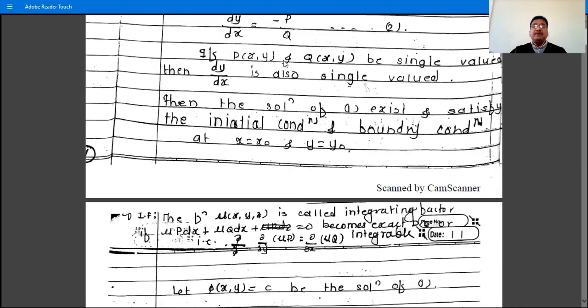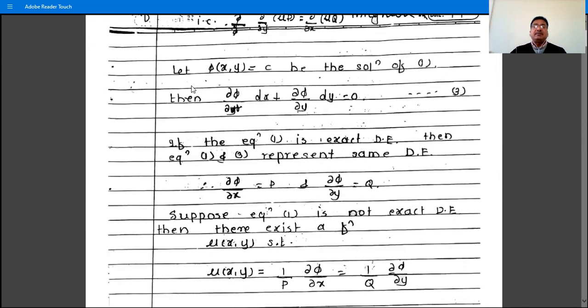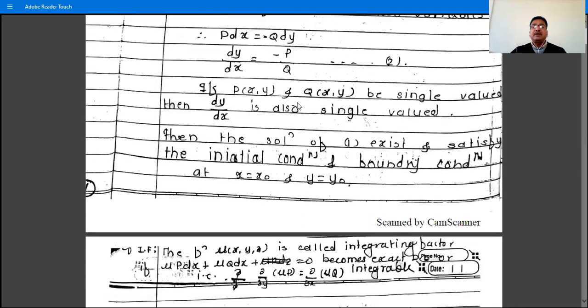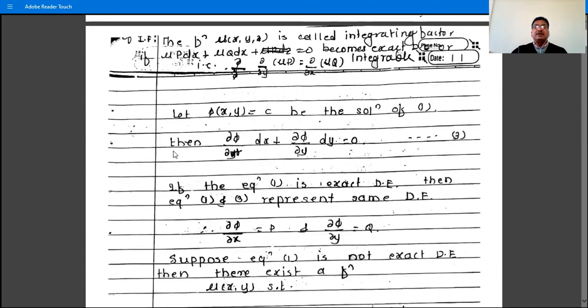Suppose P and Q are not single valued functions, then what happens? Let phi(x,y) equal to c be the solution of equation number 1. Then the complete derivative of this phi, d phi, is equal to 0. What is d phi? It is del phi by del x dx plus del phi by del y dy equal to 0. This is the complete derivative of the function phi.